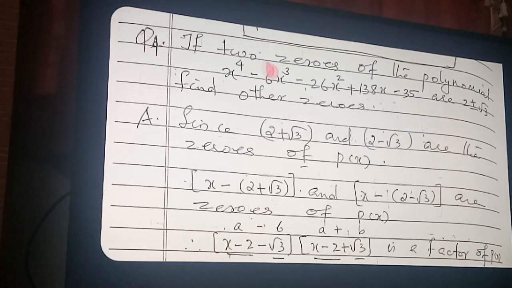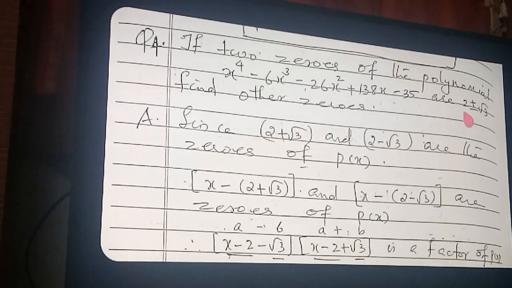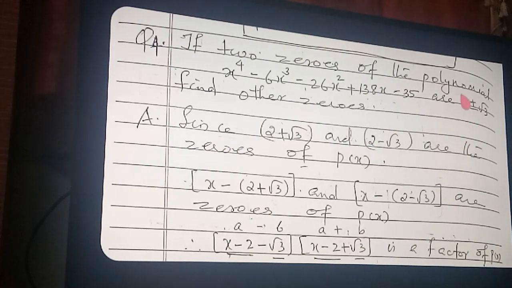Question number 4. If two zeros of the polynomial x raised to 4 minus 6x cube minus 26x square plus 138x minus 35 are given as 2 plus or minus root 3. The meaning is that 2 plus root 3 is one zero and 2 minus root 3 is the other zero. Then we have to find the other zeros.